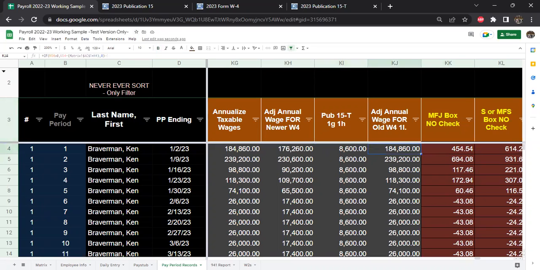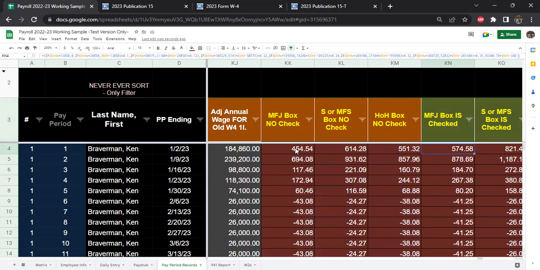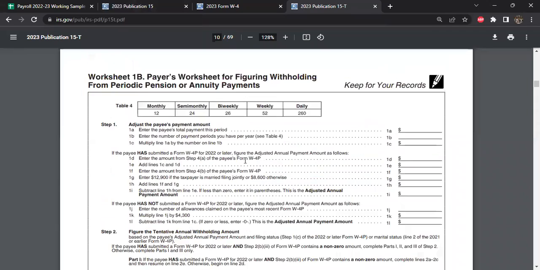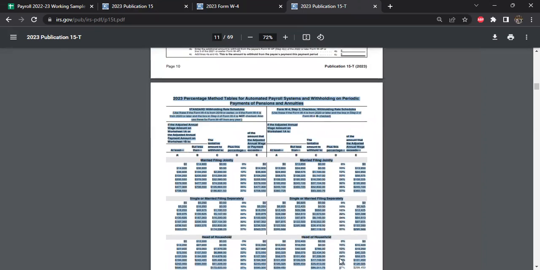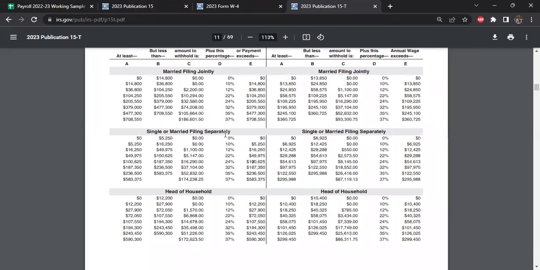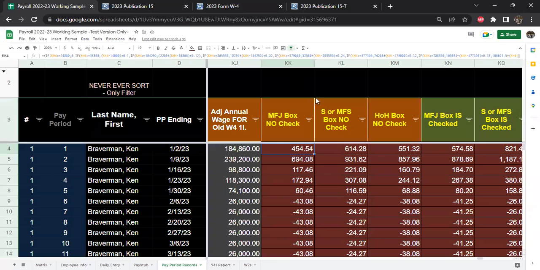Then you have to adjust the wages for the old W-4, because you're doing two things. The person could have filled out an old W-4 from 2015 or whatever, or a new W-4. There are two different wage bases you need to calculate. Then you start putting the rates in, and that's this stuff right here. These are the rates, and I've programmed these formulas into a cell in Google Sheets. That's what this is.